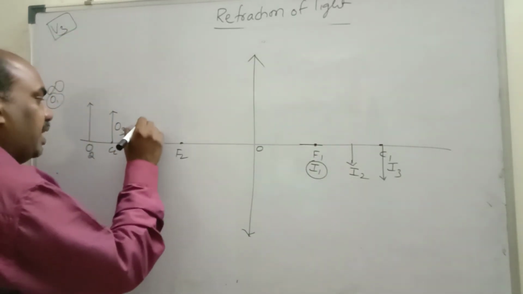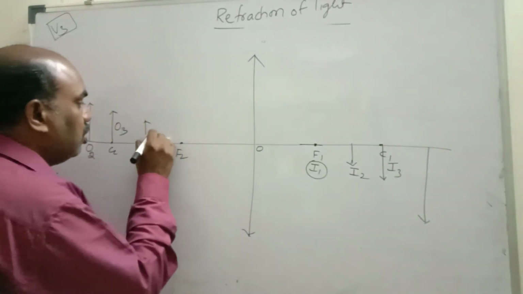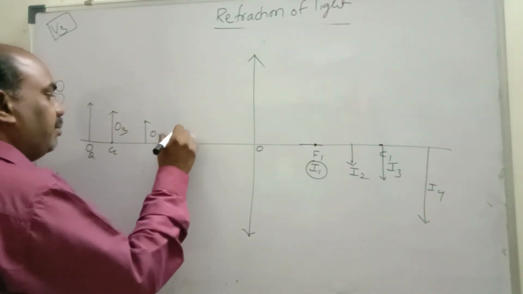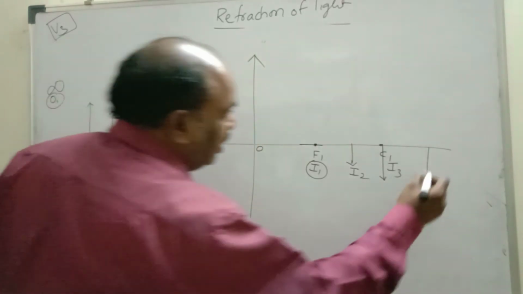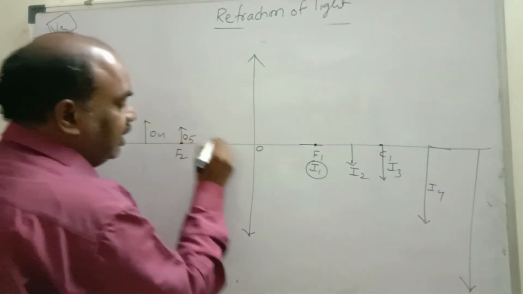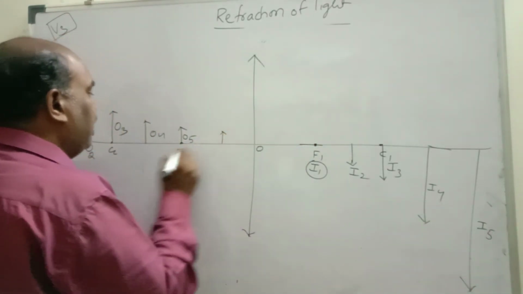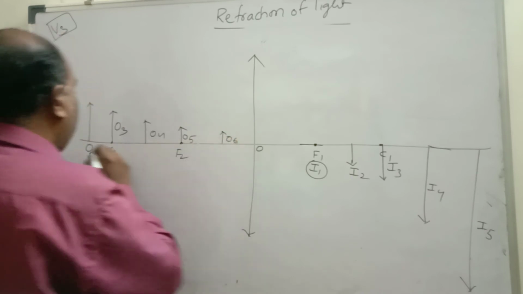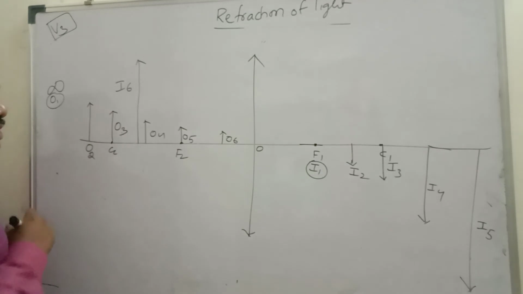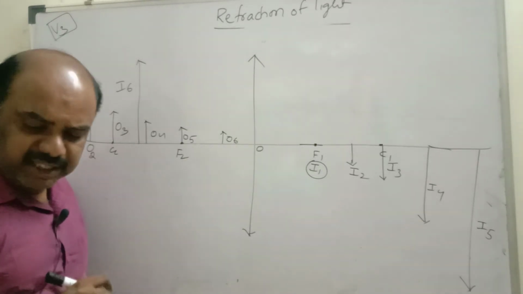If it is between F1, F2, C2 and F2, the image will be enlarged. This is object 4, this is image 4. If it is at F, the image will not form or is highly enlarged. This is object 5, this is image 5. If it is between F and C, this is object 6. The image also forms on the same side. This is image 6. These are the images formed by a convex lens. Understand, children?